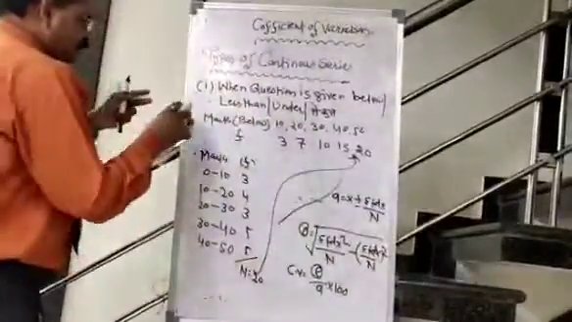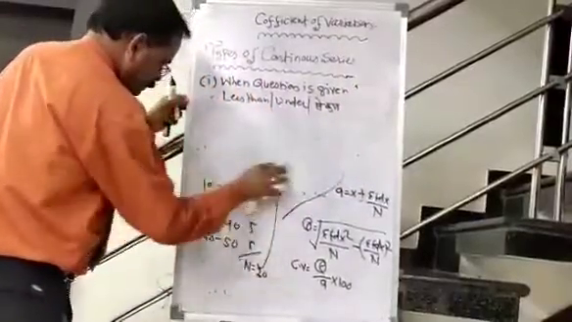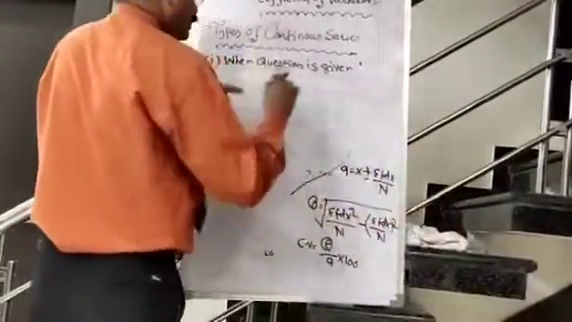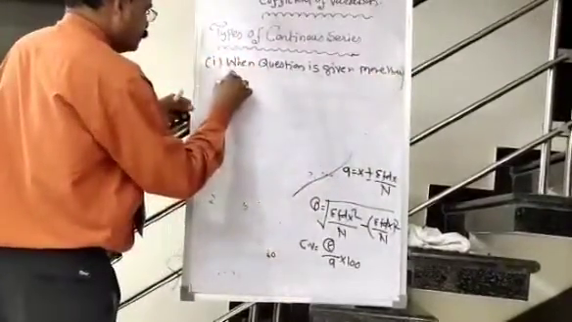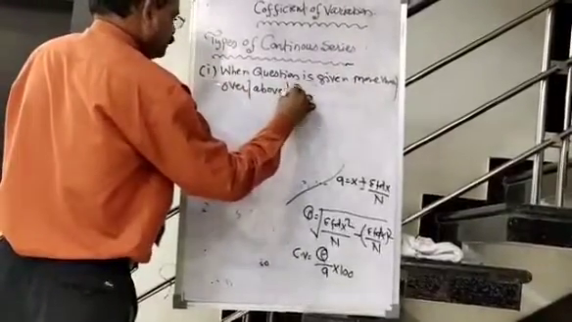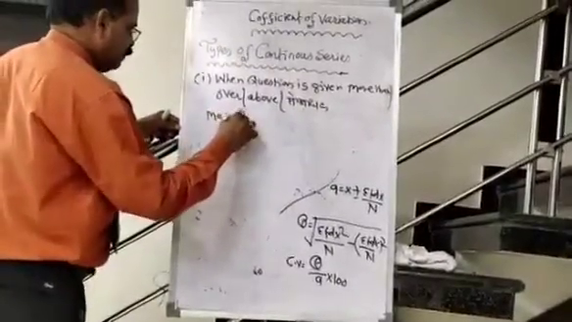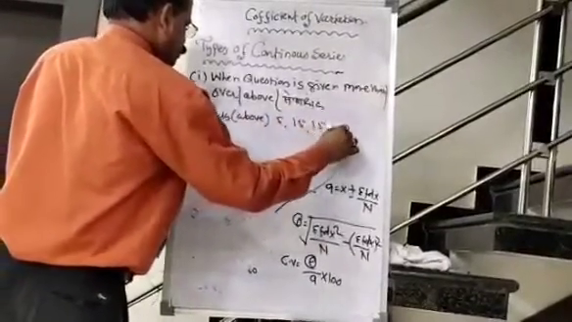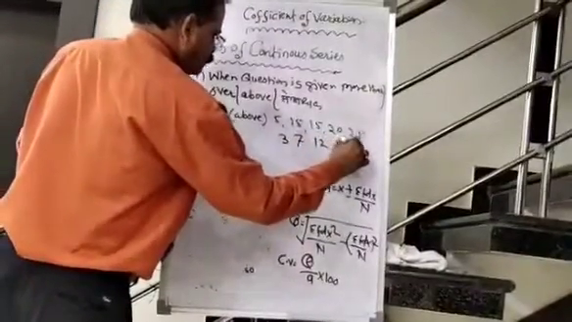After that, number 4, when the question is given as more than, over, or above. In Hindi we can say अधिक. Marks in the bracket are above or more than: 5, 10, 15, 20, 25. Frequency: 3, 7, 12, 15, 25.